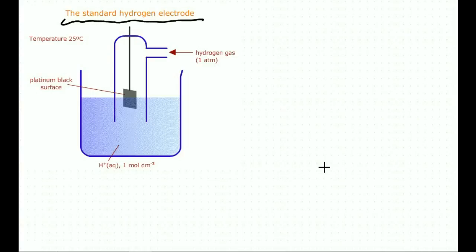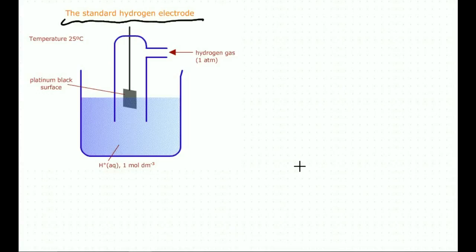The standard hydrogen electrode is what all half reactions are compared against. It's the standard electrode potential. Its standard electrode potential is arbitrarily set to 0. It's the reference electrode, if you like. When a half cell is coupled to a standard hydrogen electrode, the hydrogen cell is always on the left. So whenever you're drawing 2 cells together, the hydrogen cell is always on the left.